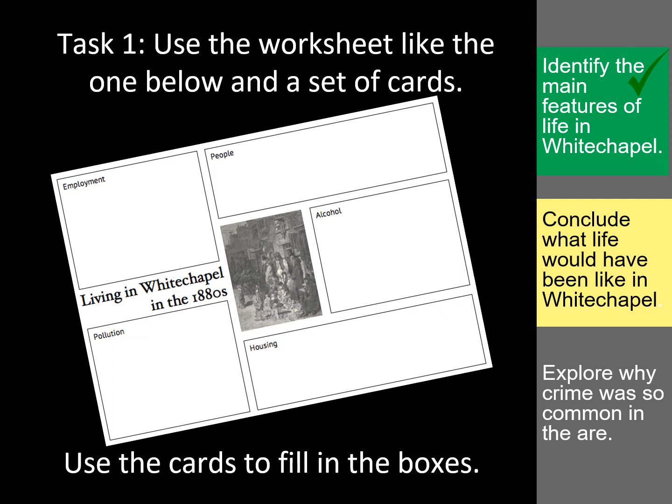So your first task, you're going to use the worksheet below, which is labelled as task 1, and a set of the task 1 cards, to fill out some information, not all of the information, but some information about what life would have actually been like if you were living in Whitechapel during this period of time. So you're looking for 5 bits of information as you go through the cards. You're looking for information about employment, the type of people that would have lived there, how alcohol played a part in their lives, what their housing was like, and what pollution was like in their lives as well.